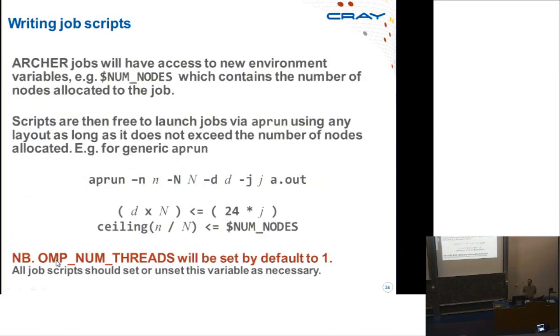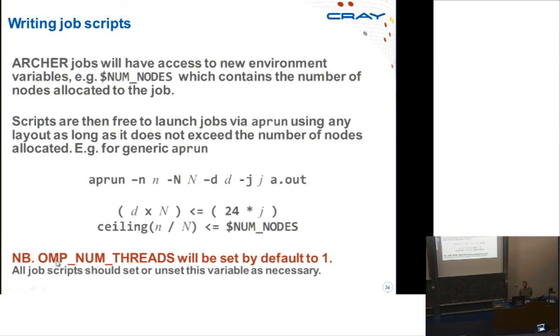So how do you write your job scripts to be dynamic rather than hard coding? With Archer, we've created a new environment variable called num_nodes. This will contain, at the beginning of your job, the number of nodes that your job's been allocated. You're then free, once you're inside aprun, to launch your job in any way that is valid, as long as it doesn't exceed the conditions stated below. The product of the depth and the number of processes per node must be less than 24 times J, J being the number of compute units you're going to use.